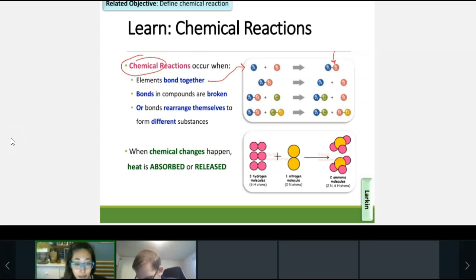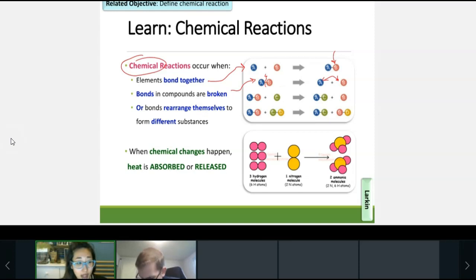So this is an example right here where you have a bond between 2 different substances, and then you go ahead and break it, and now you have separate things right here. And again, those separate things right there are going to act differently than what you started with, because chemicals have changed, and so they now have different properties.